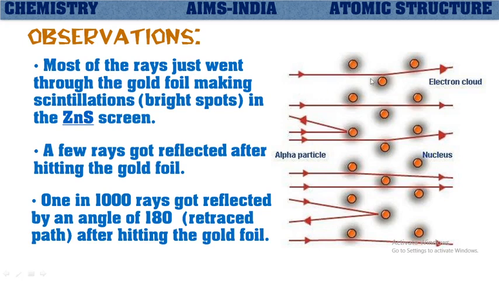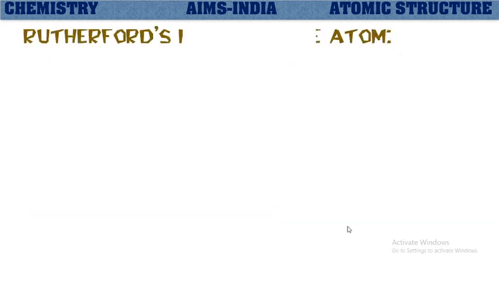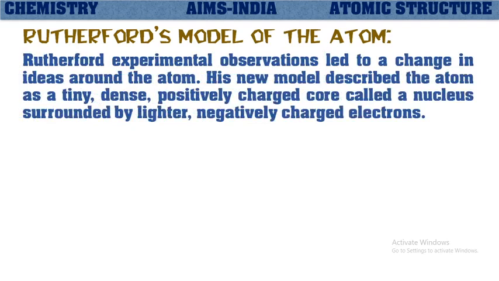So here most of the particles passed through the gold foil. Very few are reflected after hitting the gold foil, and very rarely, 1 out of 1000, came back on their path after hitting the gold foil. From these observations, he concluded a model of the atom.